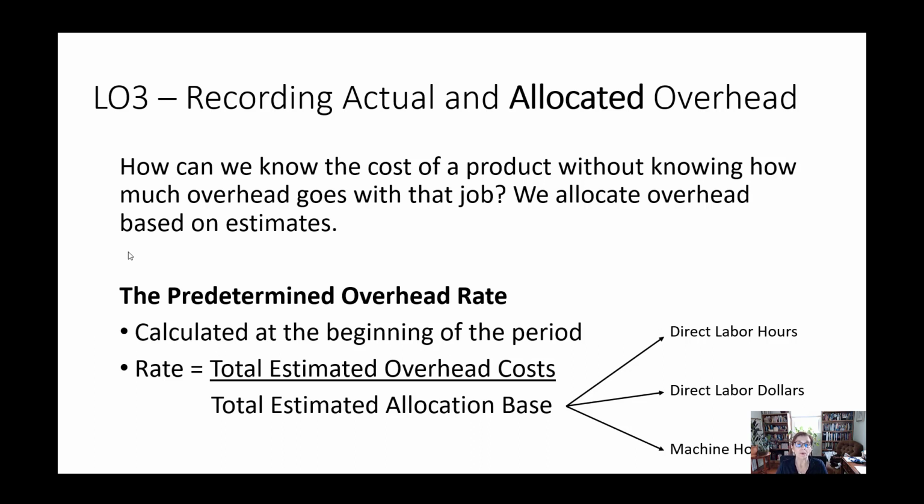And the way we allocate overhead is called a predetermined overhead rate. This is calculated at the beginning of the period, and the way you calculate a predetermined overhead rate, this is something you have to memorize, is that you divide your total estimated overhead costs by your total estimated allocation base. So we're allocating our overhead based on some kind of a base, and your base could commonly be direct labor hours, direct labor dollars, or machine hours, depending on the nature of the company. And there are other possibilities. Those are fairly common ones.